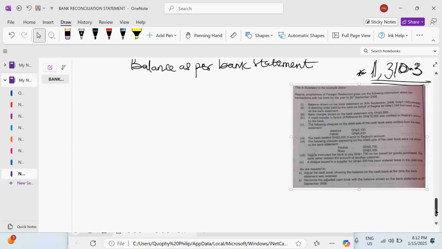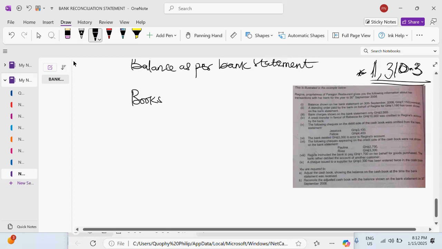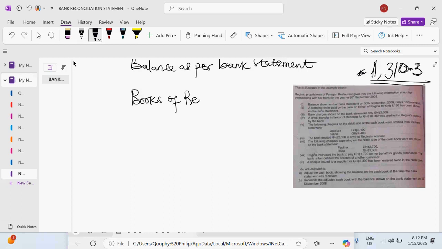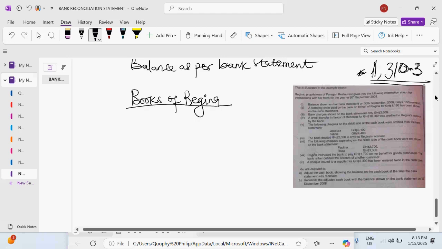All right. So this question is in relation to Regina. So we start with the name of the business. Books of Regina. So we have to adjust the cash book. The additional information A: Adjust the cash book showing the balance on the cash book at the time the bank statement was received. Reconcile the adjusted cash book with the balance shown on the bank statement.